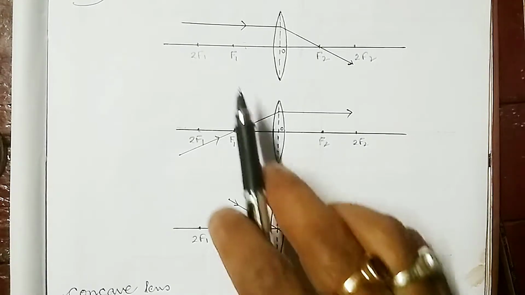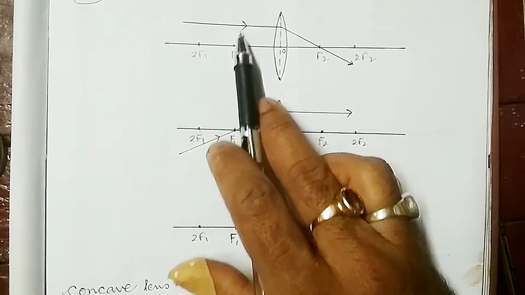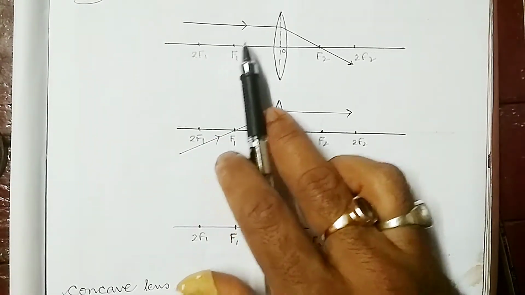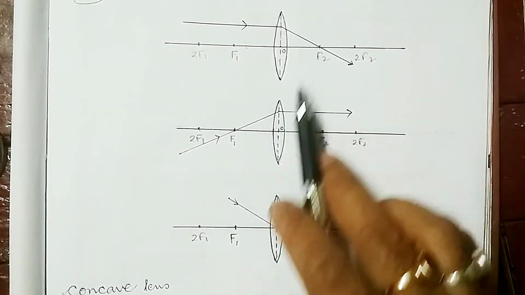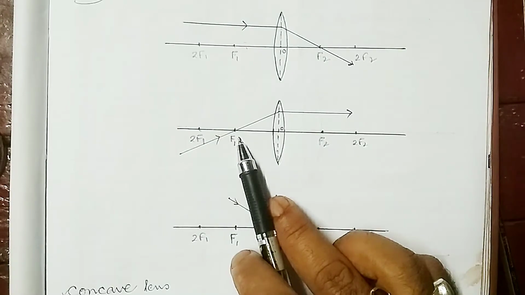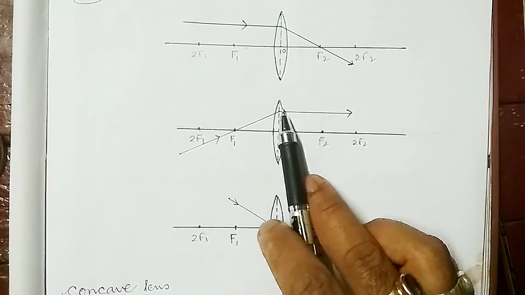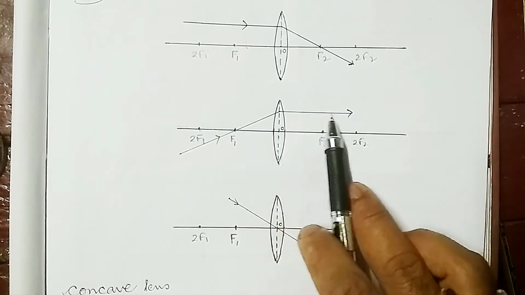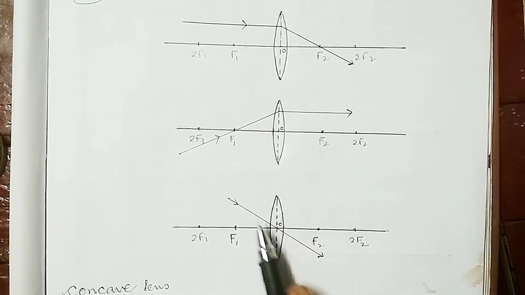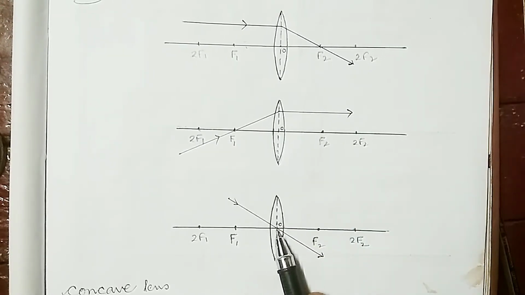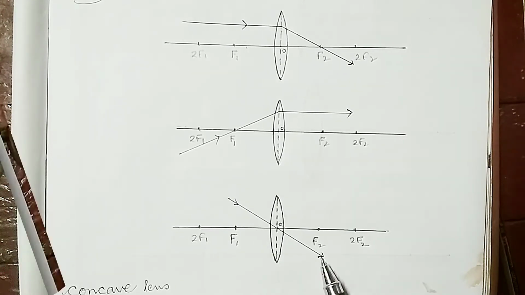So let me summarize. Any ray of light which is parallel to the principal axis, after refraction through the lens, passes through the second principal focus. Any ray of light which passes through the first principal focus, after refraction, travels parallel to the principal axis. And any ray of light which passes through the optical center goes straight without any deviation.